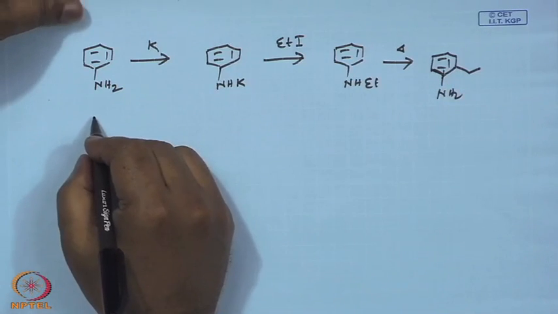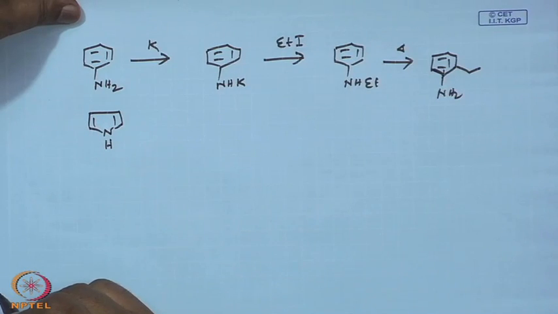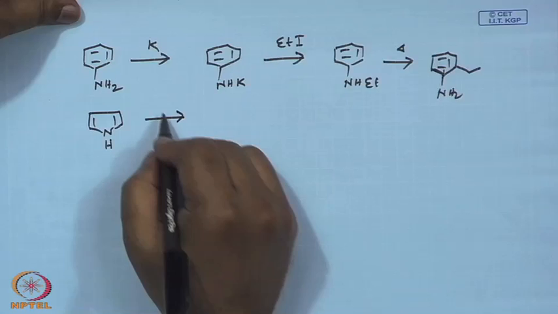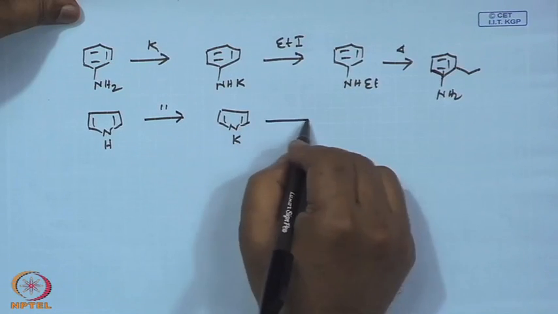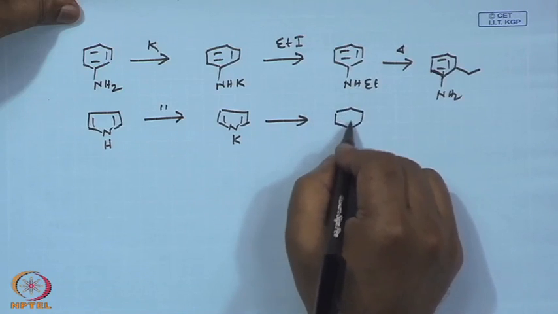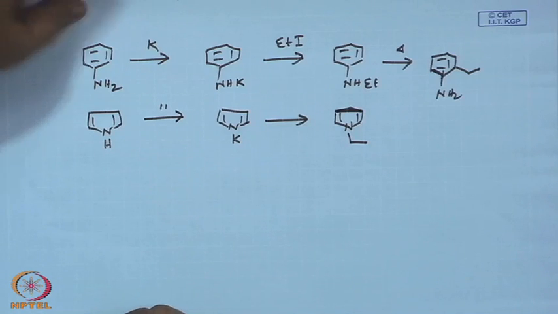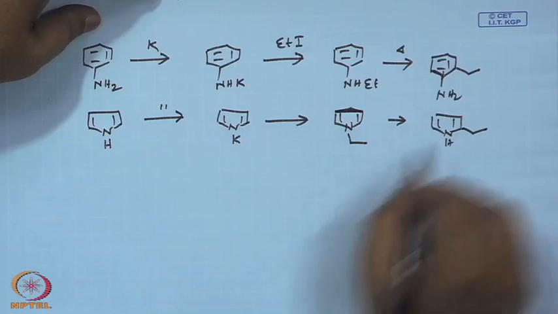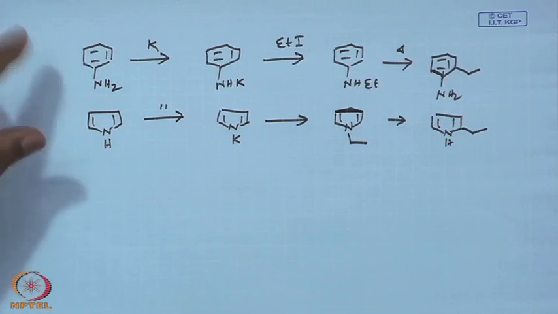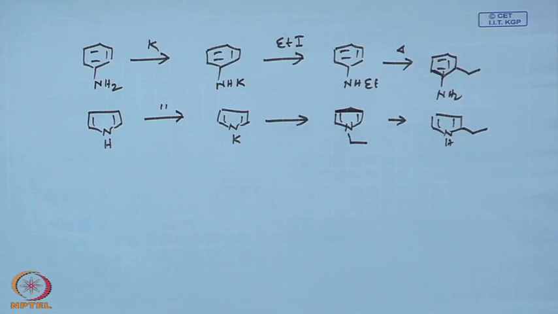Exactly the same way, if you look at this one, repeat the same sequence. I think all of us would agree that this would form the potassium salt, then with ethyl iodide you will get this N-ethyl, and then if you heat it you will get this ethyl migration to carbon. So there is a strong parallel, a strong resemblance between aniline and pyrrole. That was the noticeable parallel that was noticed in early days.